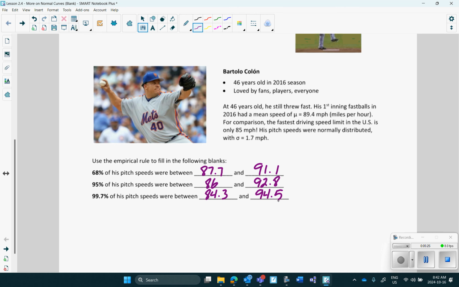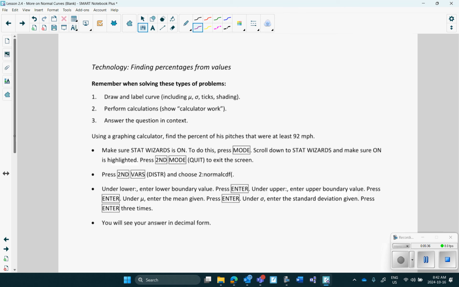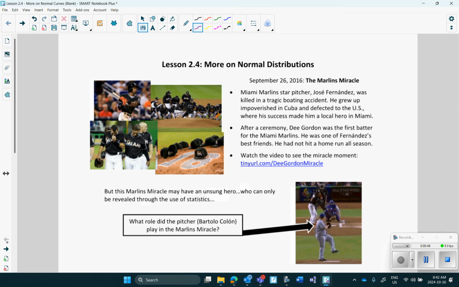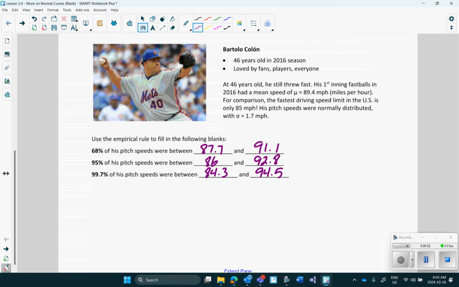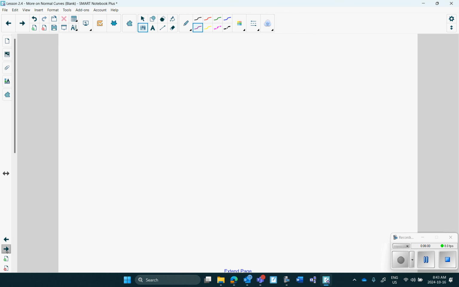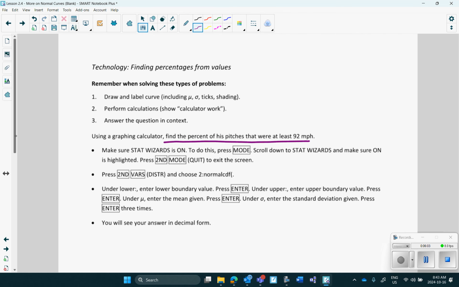But we can't find all the information, because not everything is laid out like 1, 2, 3 standard deviations away. So as an example, and this is where we're going to use our graphing calculators, find the percent of his pitches that were at least 92. Well, we can't do that because we don't have 92 as one of our notches. So we can't use the 68, 95, 99.7 rule. So we're going to have to find our calculator.